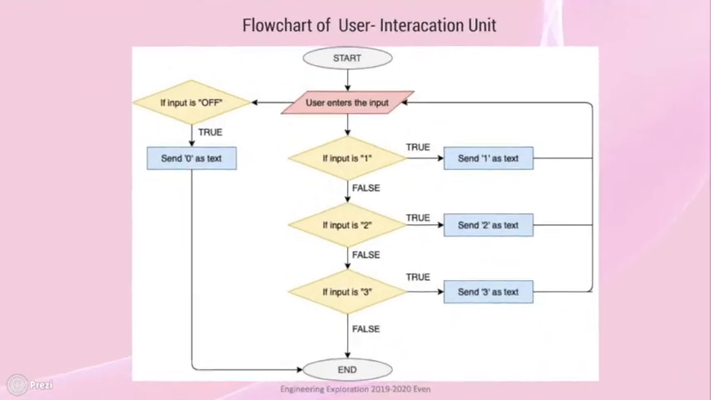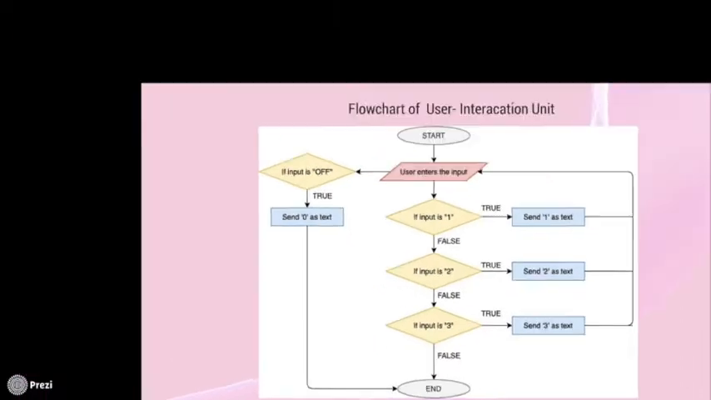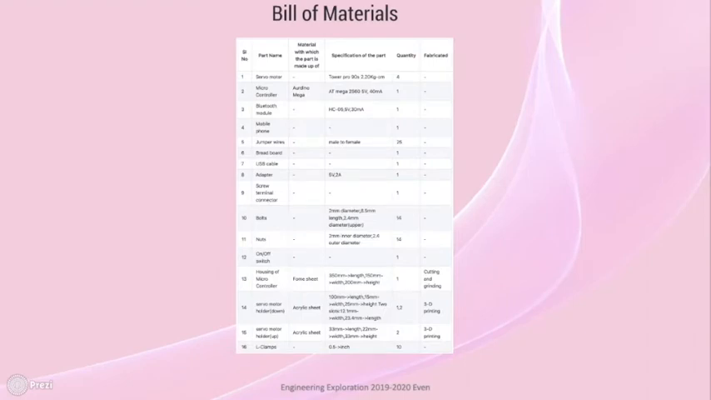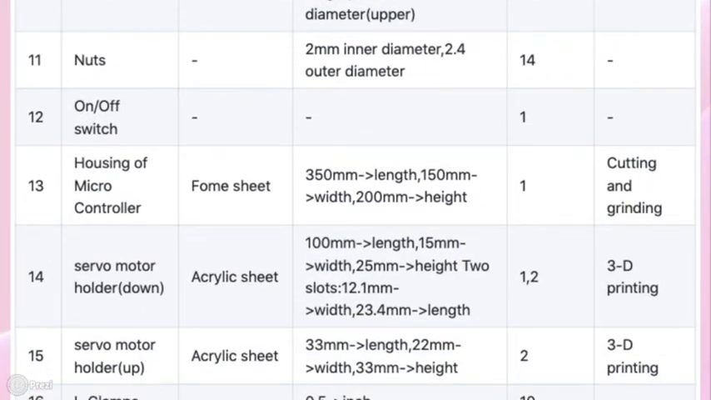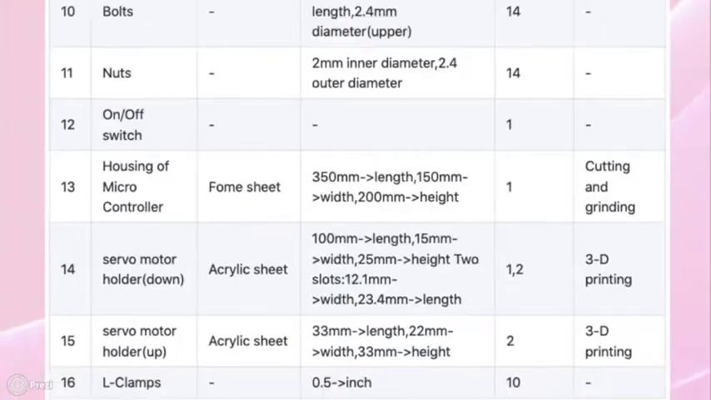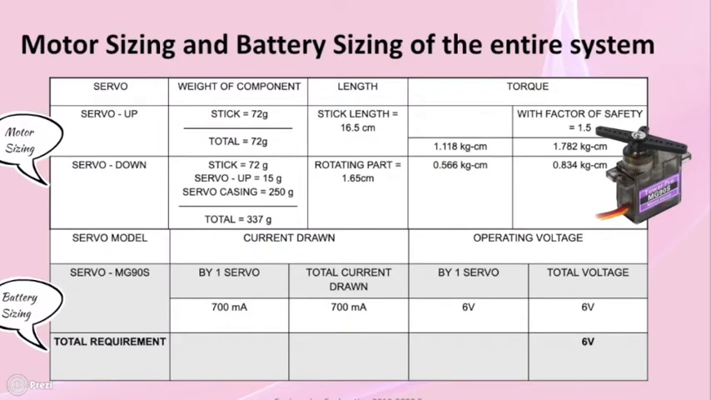This is the flowchart of the user interaction unit that shows how the text will be sent according to the mode selected by the mobile app. This is the bill of materials that will be used to create this bot. It specifies the quantity, specification and fabrication of each part. For the system to operate effectively and safely, according to the calculated torque, MG90S will be the servo required, so the bot will draw current of 700 mA at an operating voltage of 6 volts.